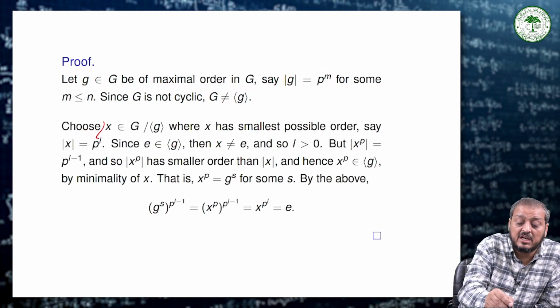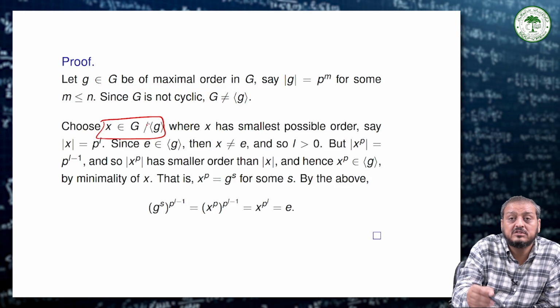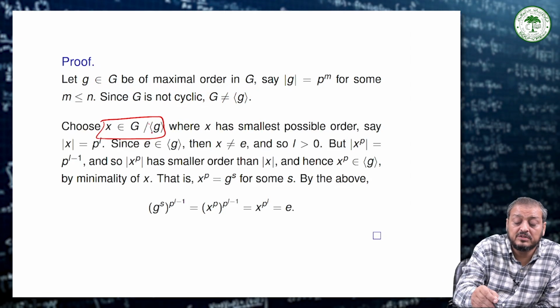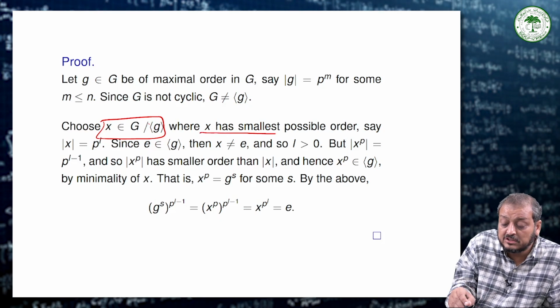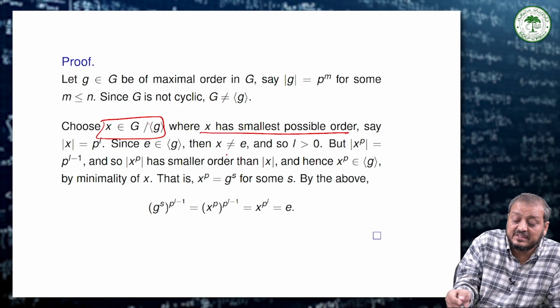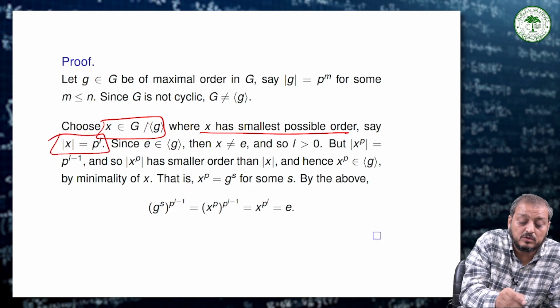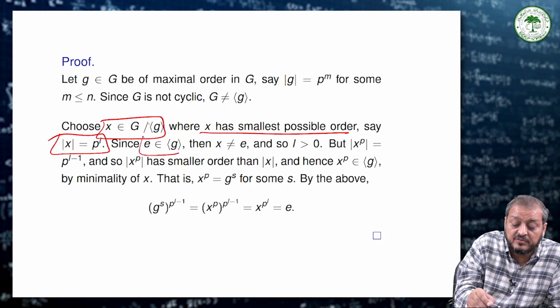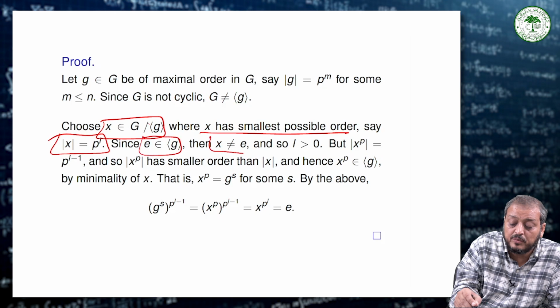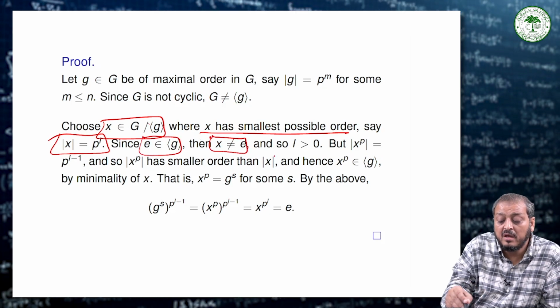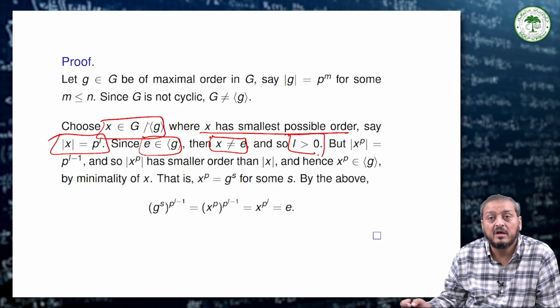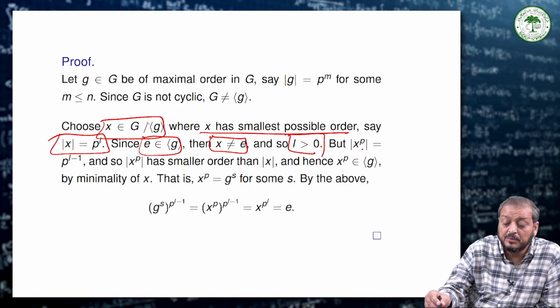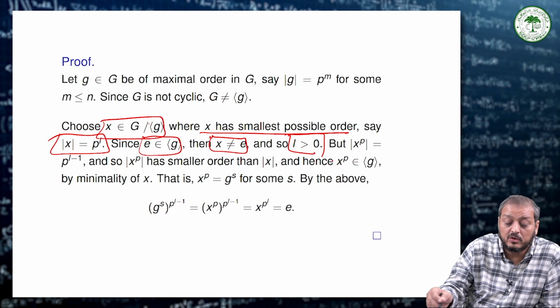Now we choose an element X in the quotient group G by ⟨g⟩, where X has the smallest positive order. We can say that the order of X is equal to some p to the power L, and since e is the identity, and we are assuming X is not equal to e, L should be strictly greater than 0.